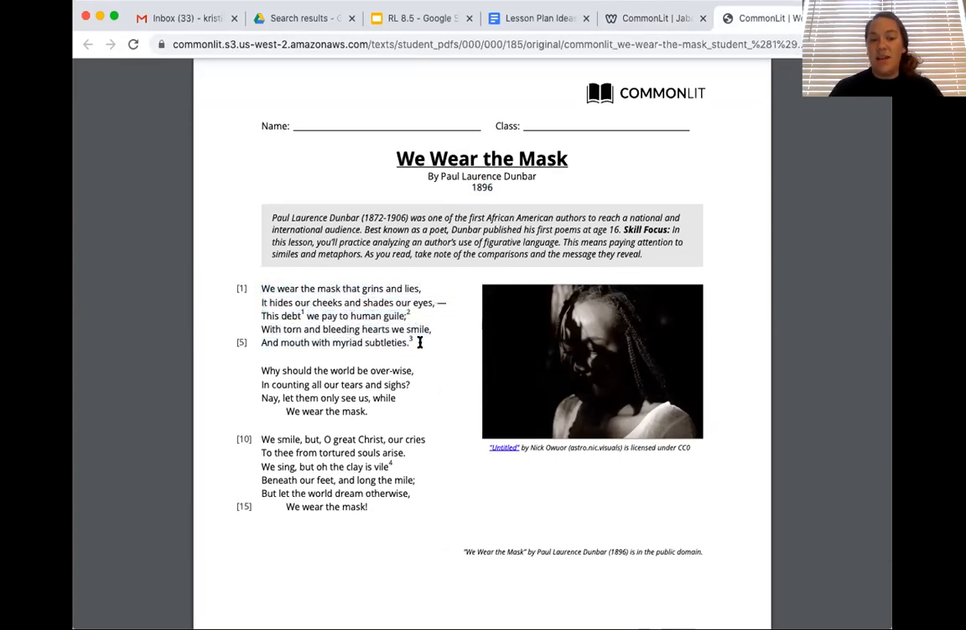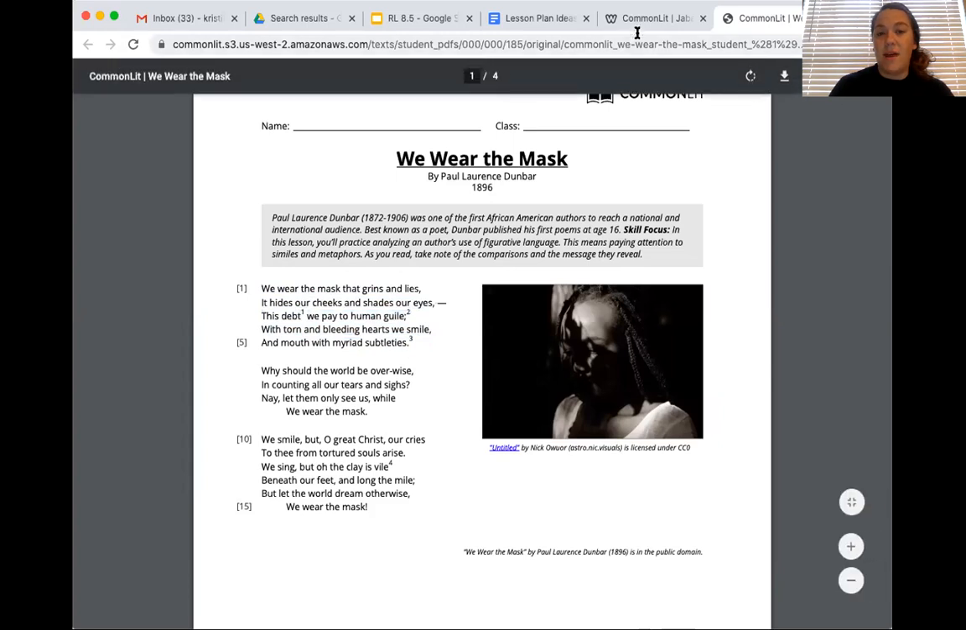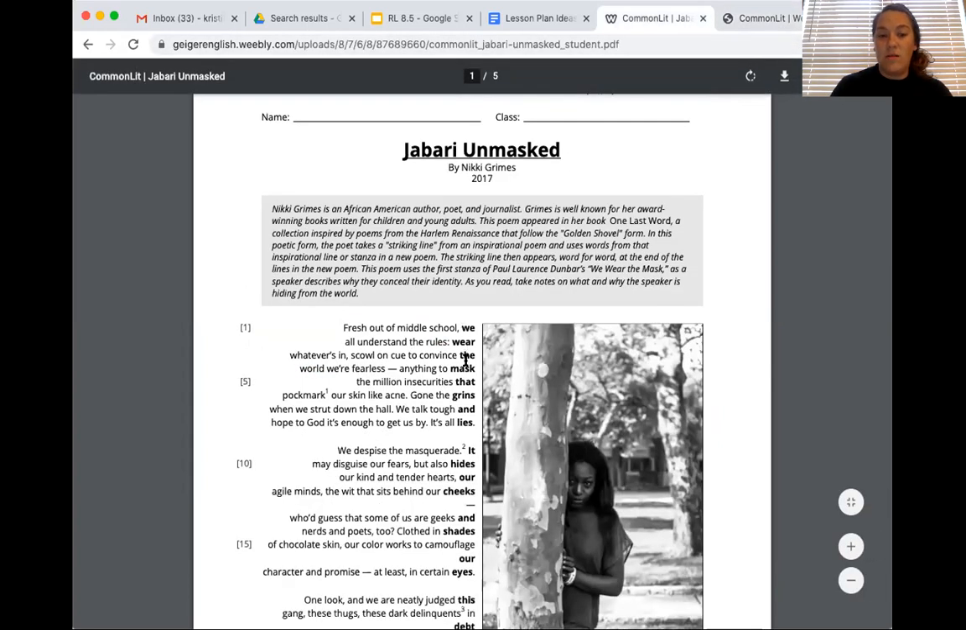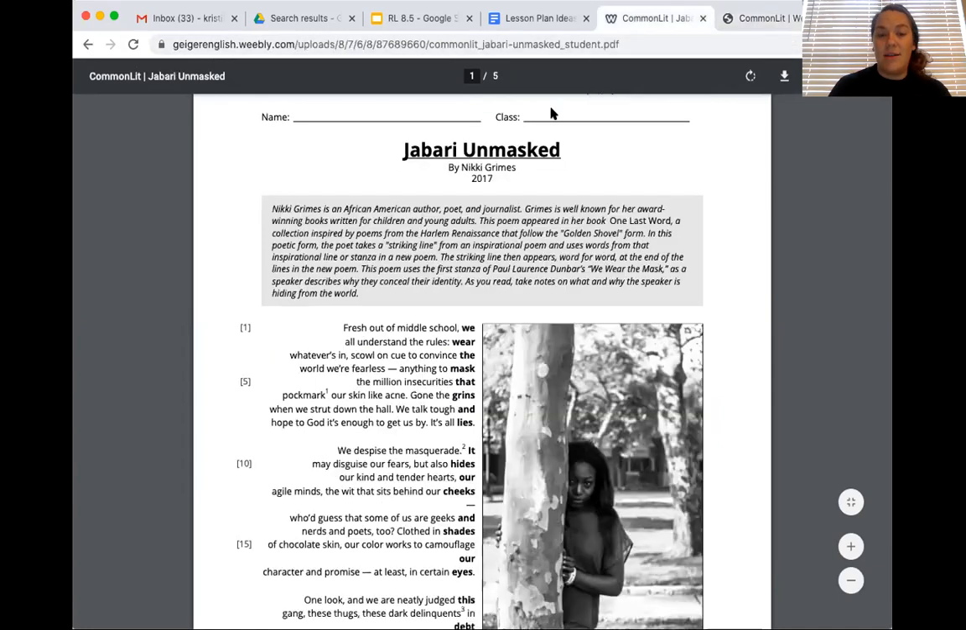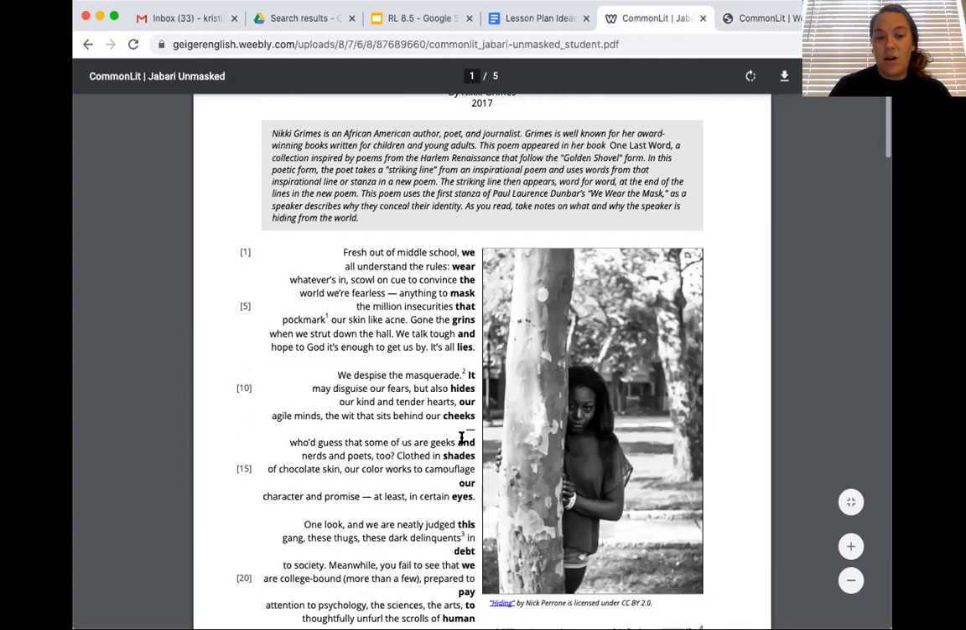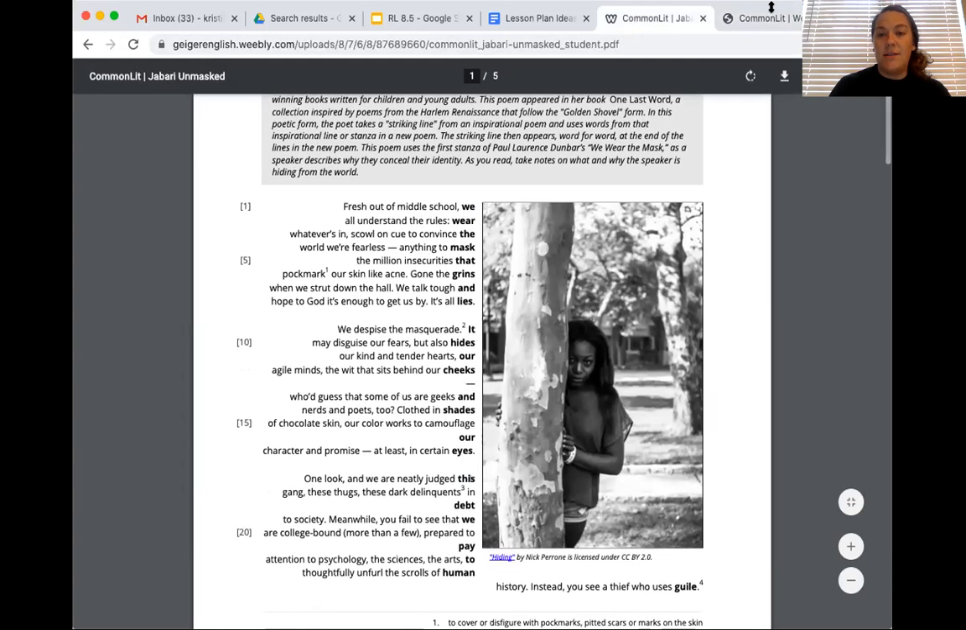So in 1896, this poem was written by Paul Laurence Dunbar, and you can see in this very first stanza that he actually wrote exactly what Nikki Grimes used at the end of her stanzas. At the end of every line, you would see this exact stanza. And in fact, we do. So we wear the mask that grins and lies. Here it is. We wear the mask that grins and lies. Next line. It hides our cheeks and shades our eyes. Here we have. It hides our cheeks and shades our eyes.